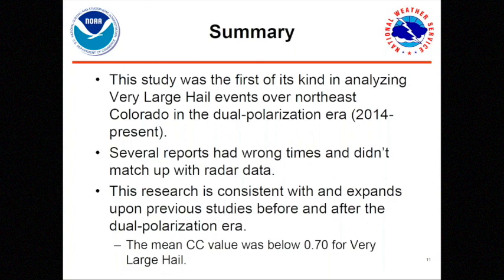Some of the reports had wrong times and didn't match up with the data. Sometimes the location was slightly off, so the time would be correct, but if you were looking at the data, the storm wouldn't be quite over the location, it'd be a mile west or something like that. The research is consistent with and expands upon previous studies before and after the dual polarization era. For example, the mean correlation coefficient value, or CC, was below 0.7 for very large hail. As I said, in the past typically the threshold you look at would be 0.9, but that was for 1 inch and larger hail, and not 2.5 inches and larger.